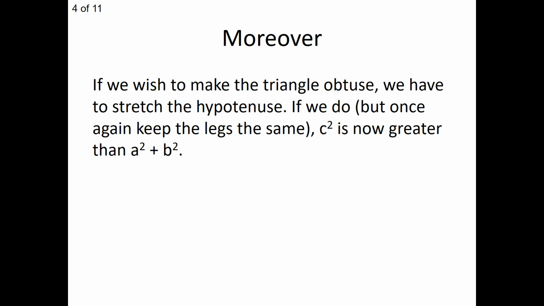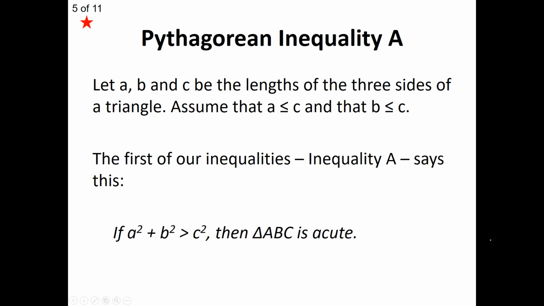So now we're going to put these two thoughts together and construct them into our two theorems. Let me introduce you to the first of our two inequalities, the Pythagorean Inequality A. The letter A in this theorem title stands for acute. This is how we're going to prove that a triangle is an acute triangle. So now let a, b, and c be the side lengths, the three sides of a triangle. And again, we're going to assume that c is the greatest value or the equally greatest value of the three lengths of our triangle.